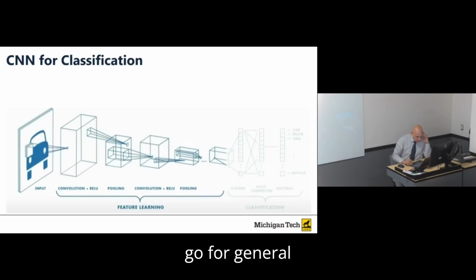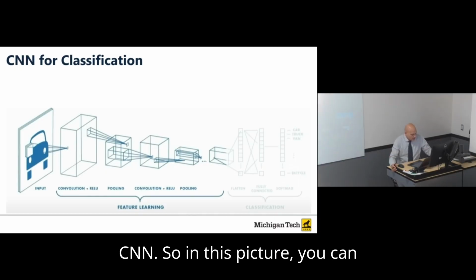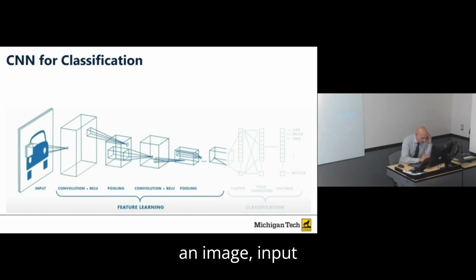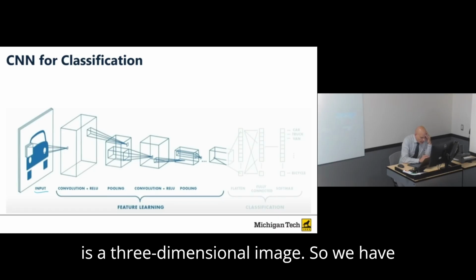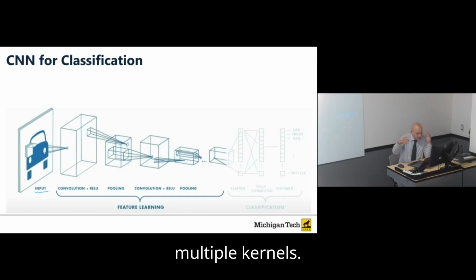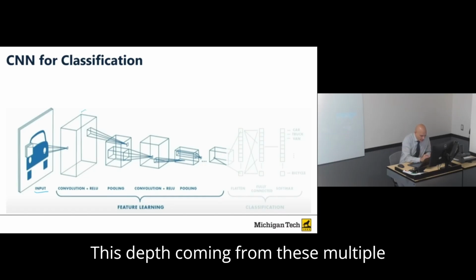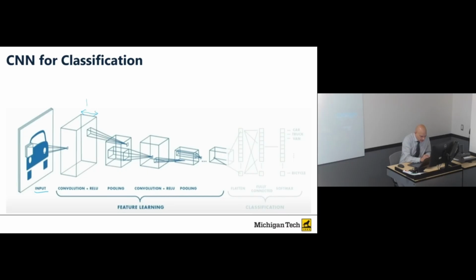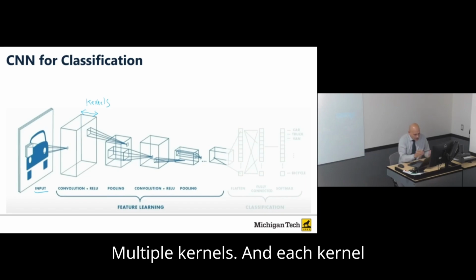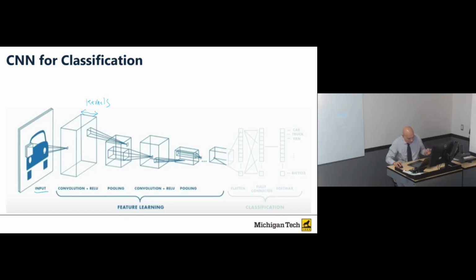Let's go to the general structure of a CNN. In this picture, you can see exactly what's happening. If you have an image, the input is a three-dimensional image. We have multiple kernels, and this depth comes from these multiple kernels. Each kernel detects some characteristic of the image, for example, edges or corners.